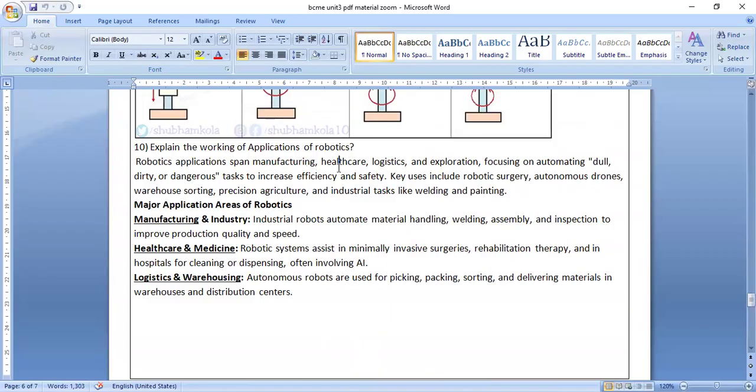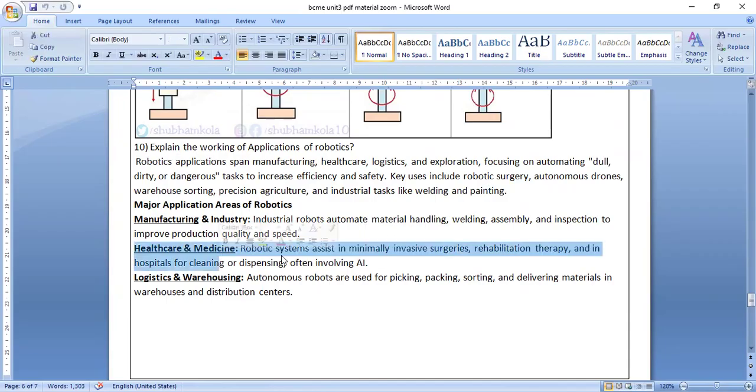In the manufacturing sector, we need robots for packing sections and assembly sections, and healthcare also. We want logistics, loading and unloading. We want safety; that is a key issue. Robotics is also used in healthcare; surgery is also done. Some drones are used in agriculture sections. Welding and painting are also done. In the manufacturing industry, industrial robots automate material handling.